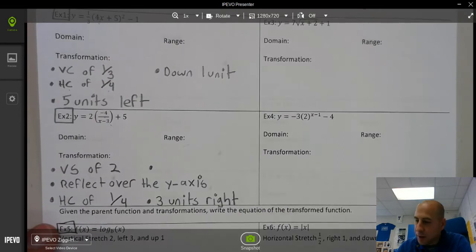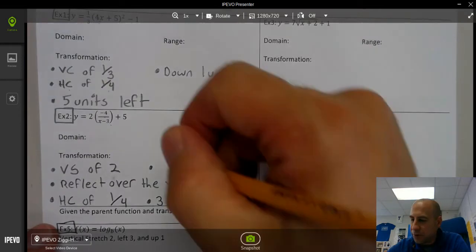All right, and the last one is a +5, so that's 5 units up.